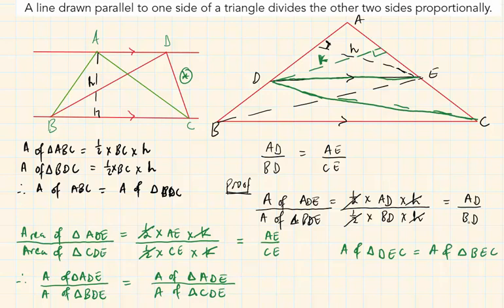But you and I have shown that this left hand side is simply equal to AD over BD. So therefore it follows that the left hand side is AD divided by BD, which is going to be equal to the right hand side, which is the area of ADE divided by the area of CDE. So that's that one there, AE over CE. And that is the proof of the proportional division theorem.